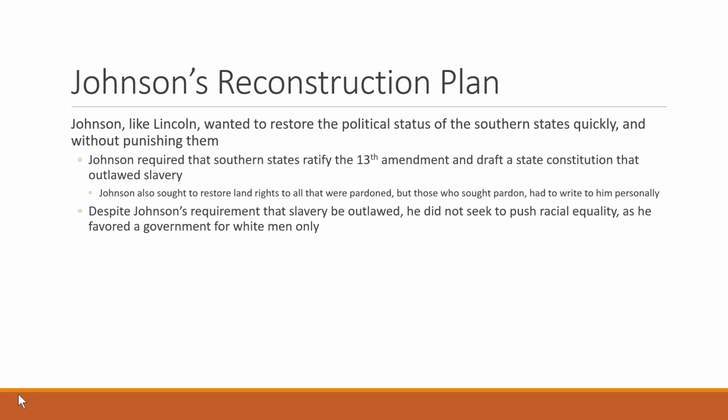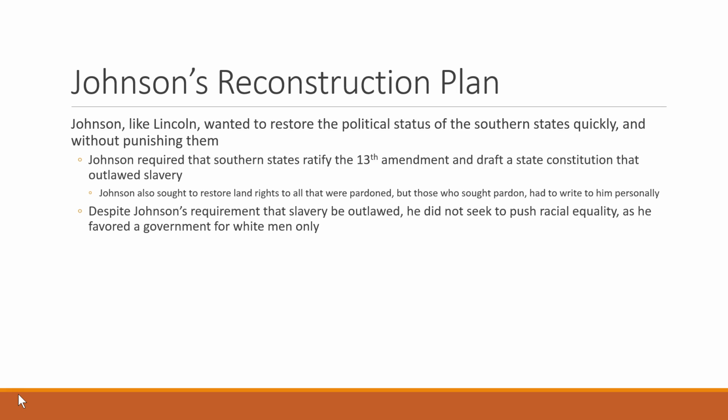So we look at Johnson's Reconstruction plan. Johnson, like Lincoln, wanted to restore the political status of the southern states quickly and without punishing them. Johnson required the southern states to ratify the 13th Amendment and draft a state constitution that outlawed slavery. Johnson also sought to restore land rights to all that were pardoned, but to get pardoned and get your land rights back, you actually had to personally write Johnson in order to get him to grant you those.